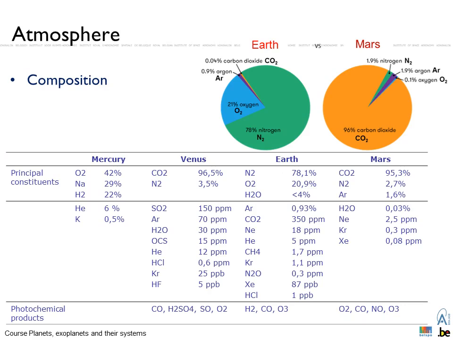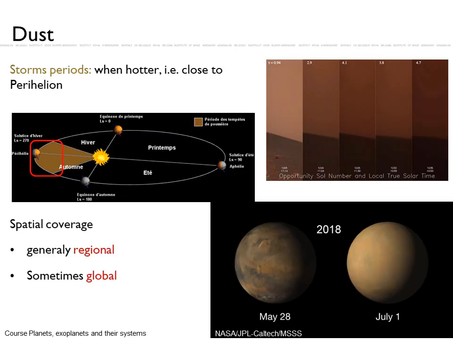The atmosphere of Mars is composed essentially of CO2, nitrogen, argon, oxygen, and then trace gases. Dust is an essential constituent of the Martian atmosphere. It is usually more present during specific seasons when the planet is hotter, meaning close to the perihelion. Sometimes regional or even global storms can take place, impacting widely the composition and circulation of the Martian atmosphere.